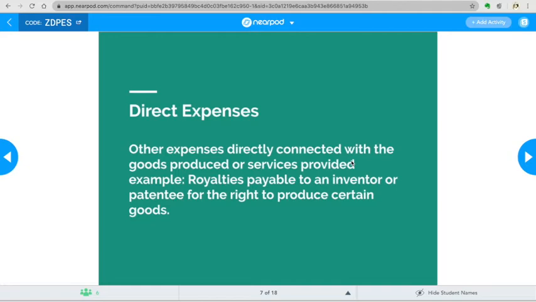Now, direct expense. Other expenses directly connected with the goods produced or services provided. Example, royalties payable to an inventor or patentee for the right to produce certain goods. Do you remember we went through a big procedure for this when we did manufacturing accounts when I explained royalties to you? You do not ask for a share of profit if you are the brains behind something. For each unit produced. Exactly.